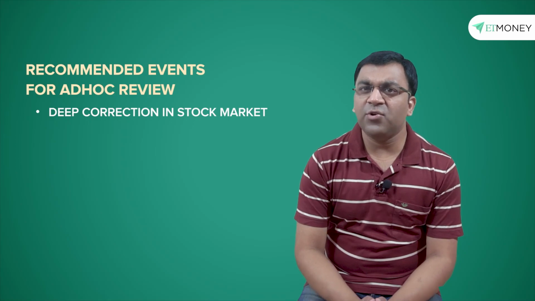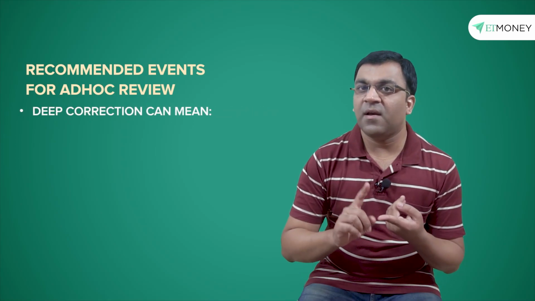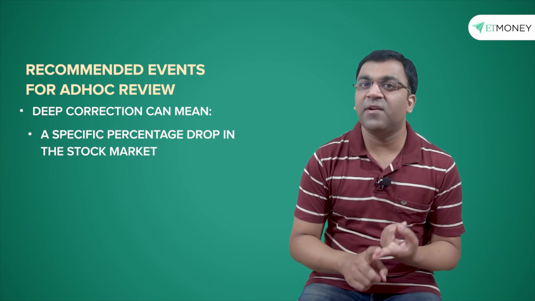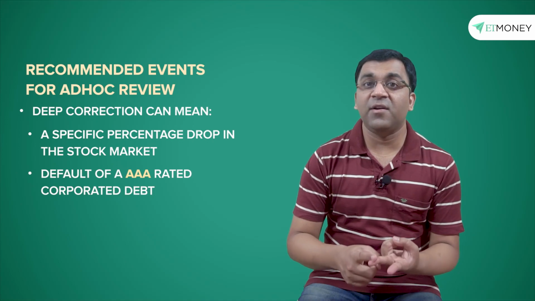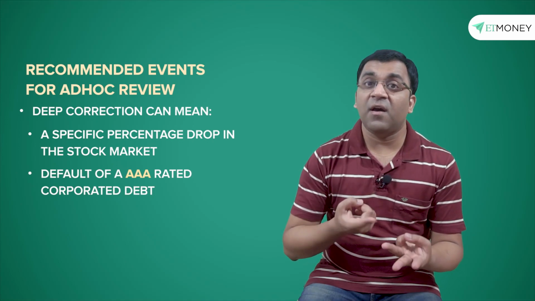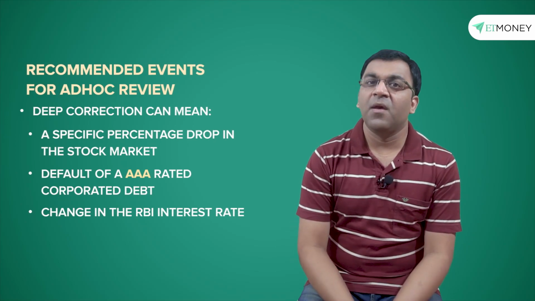But before you do that, don't forget to define what a deep correction is for you. Is it a 20, 30 or a 40% drop in the stock markets? Or is it the default of a AAA rated corporate debt? Or is it a 50 basis point change in the RBI interest rate, etc.? So you definitely need to know the triggers before you can decide to act on one.